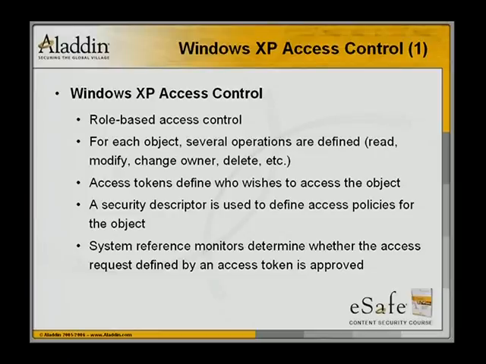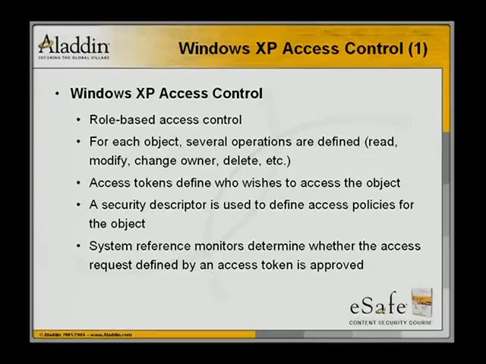So for each object, several operations are defined. As we can see in the slide, we have read, modify, change owner, delete, etc. Access tokens define who wishes to access the object. So an access token for a folder would be the set of permissions to that specific folder. It would have the read permission for the finance group, the write permission for the IT group, and the execute or modify permission for the help desk group.